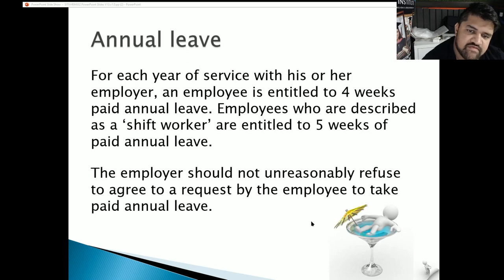Annual leave. For each year of service with his or her employer, an employee is entitled to 4 weeks paid annual leave. Employees who are described as a shift worker are entitled to 5 weeks paid annual leave. The employer should not unreasonably refuse to agree to a request by the employee to take paid annual leave.